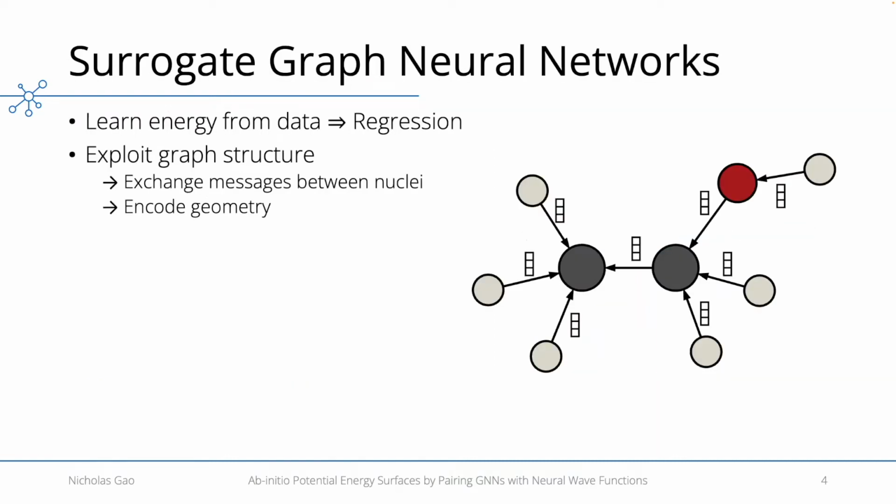To accelerate this process, surrogate models in the form of graph neural networks have been proposed. They reformulate the energy prediction task as a regression problem by trying to learn the energy surface from data. They do so by exploiting the graph structure of the molecule and exchanging messages between the nuclei. The nuclei then encode the local geometry in the hidden state to predict the energy. This has been shown to be a very fast and accurate reproduction of the dataset. However, obtaining the dataset in the first place might be a challenging task and quite time-consuming.